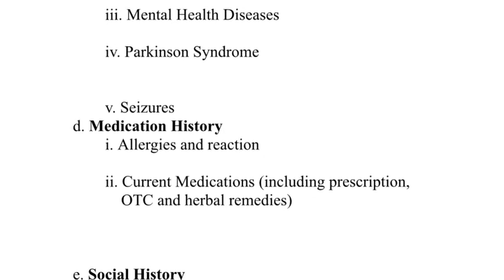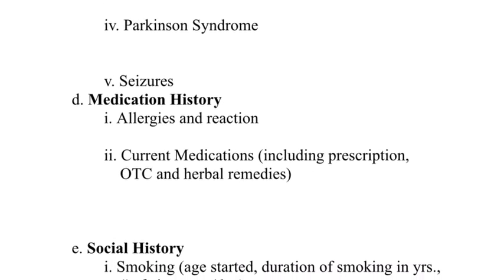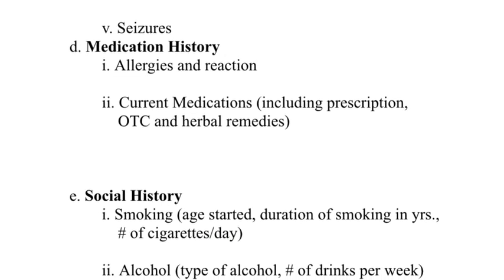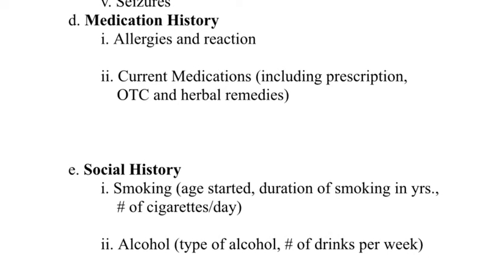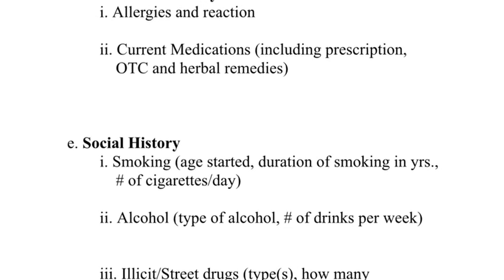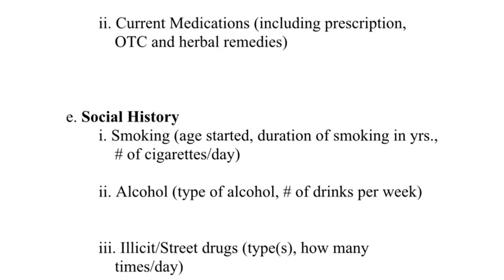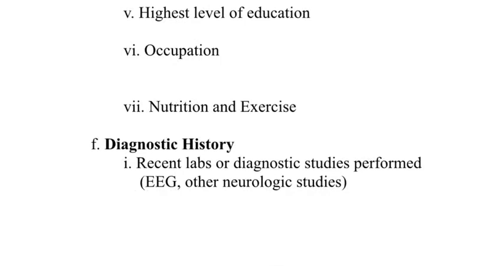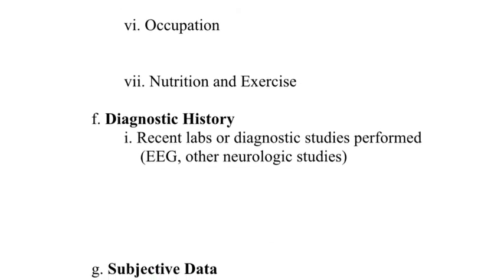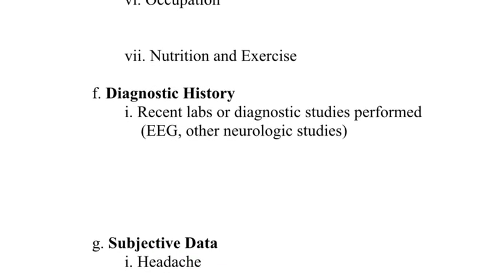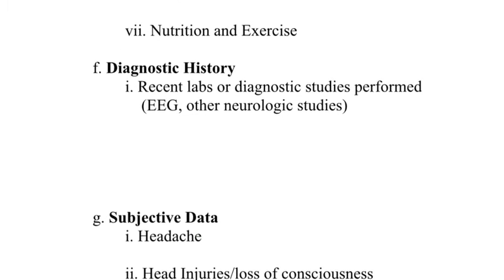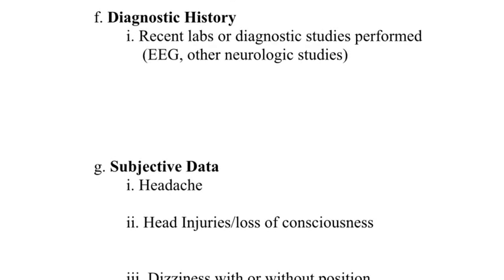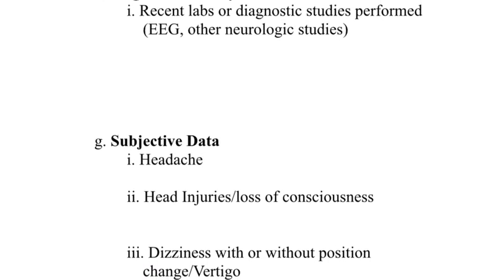Then we're going to ask them about their social history: smoking, alcohol, illicit street drugs, and with all those we're going to ask how often, what types, and how long they've been on these things. We're also going to ask them about their residency conditions, the highest level of education, occupation, nutrition, and exercise. We're also going to review any labs or diagnostic studies that have been run for this patient, as well as any previous labs that have been run to give us a better background to the patient's history.